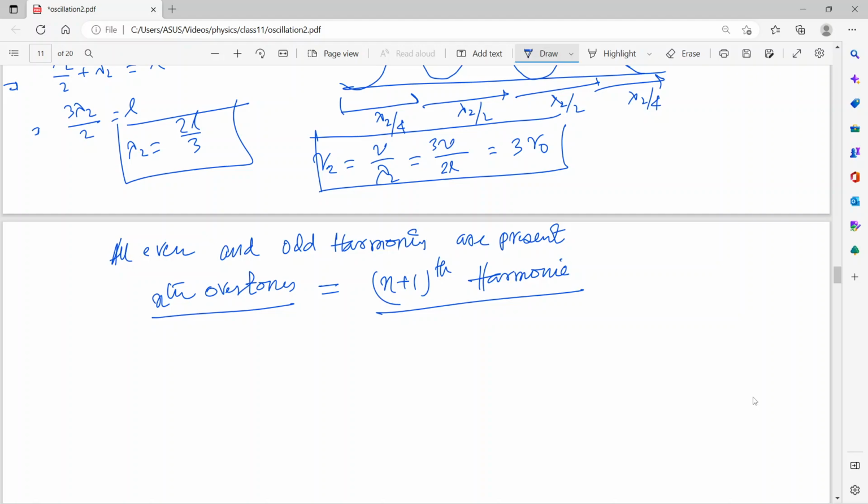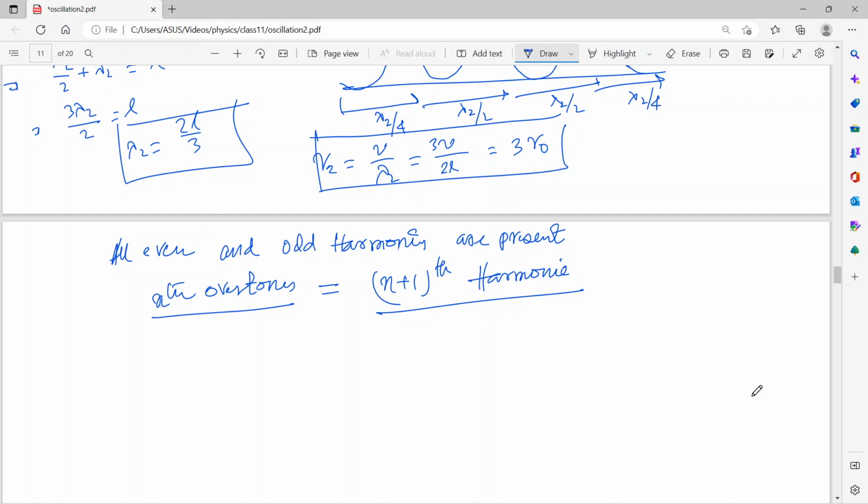So, these are the things that we got. In an open pipe, since both odd and even harmonics are present, the sound emitted from the open pipe is sweeter than the closed pipe. So that is an observed fact.